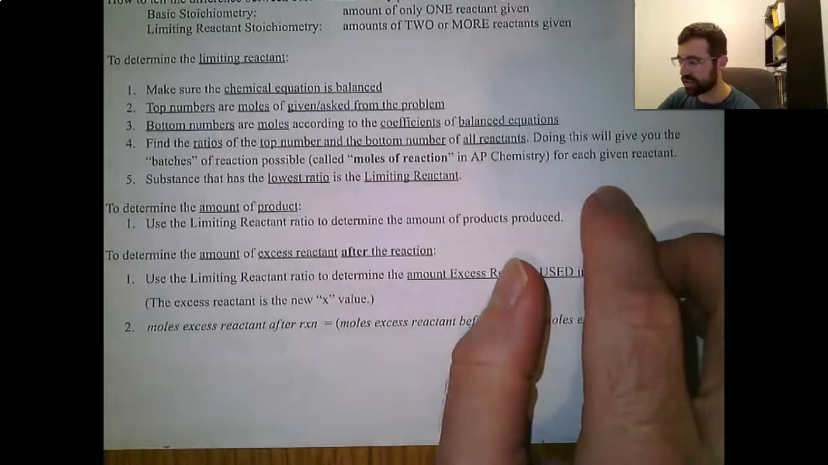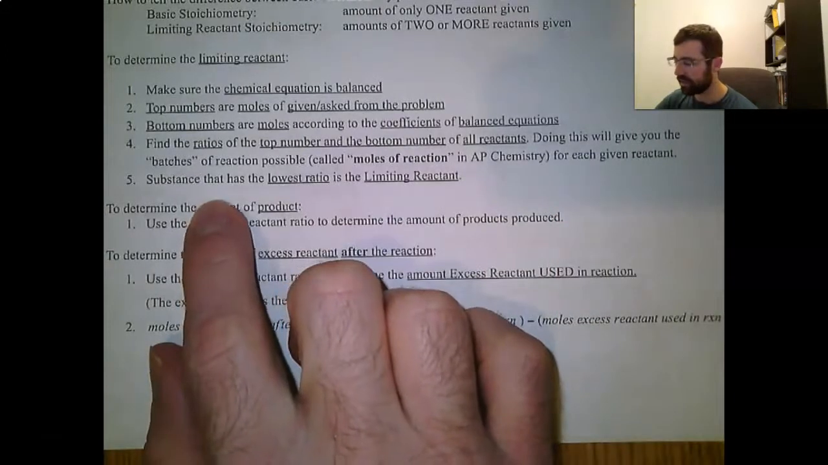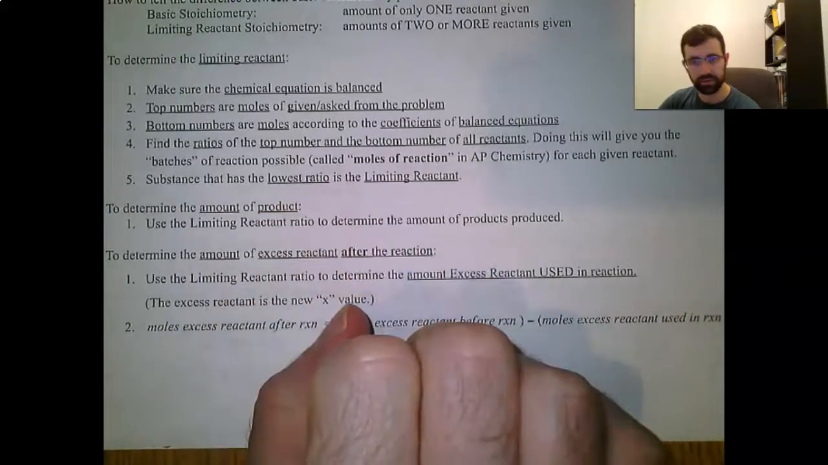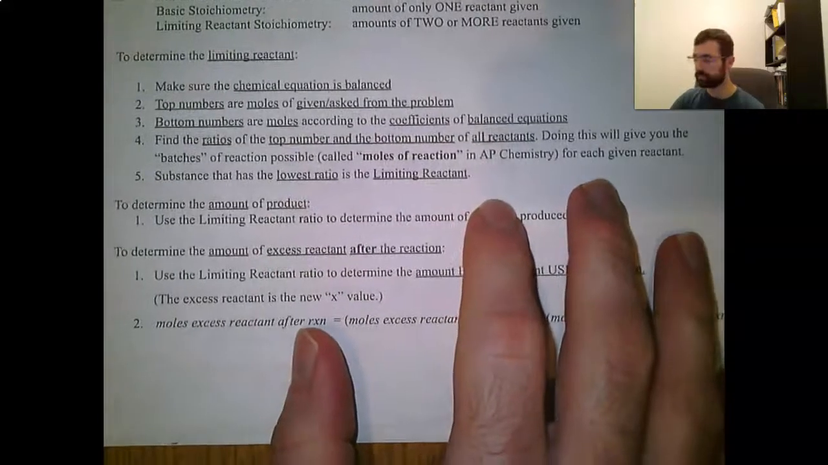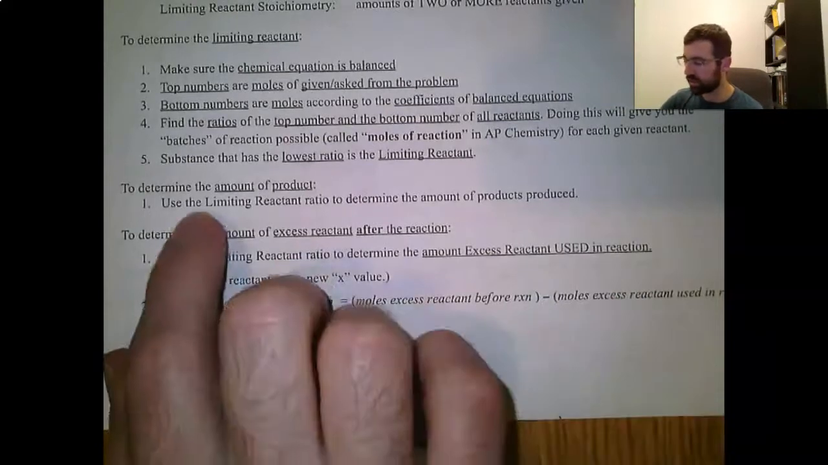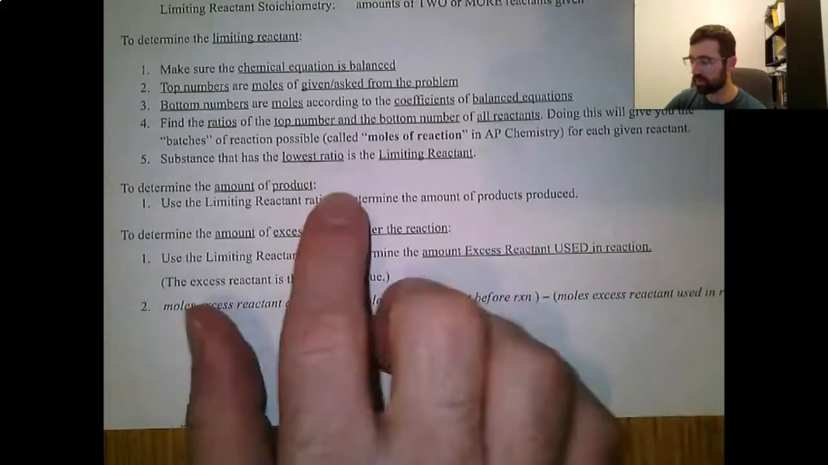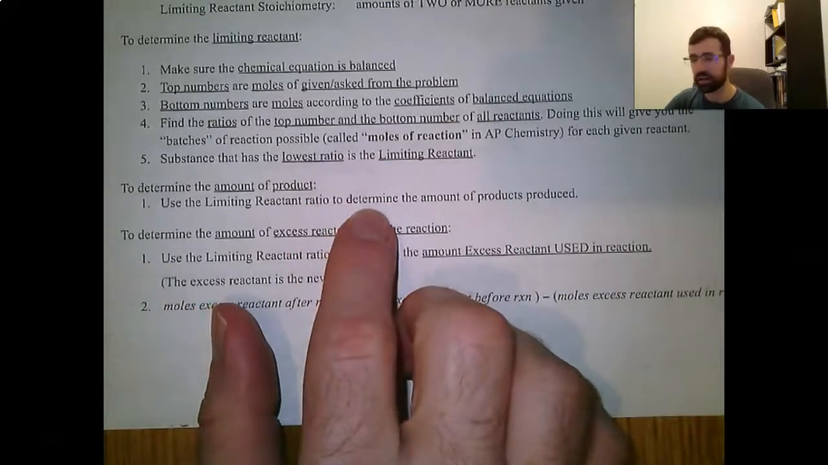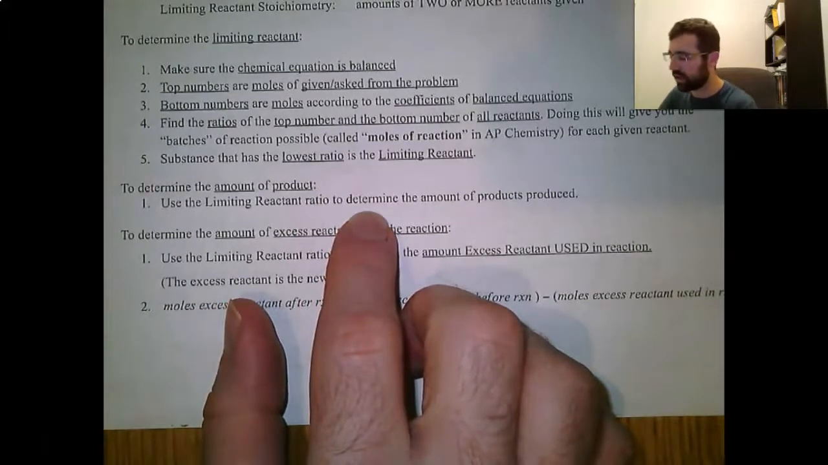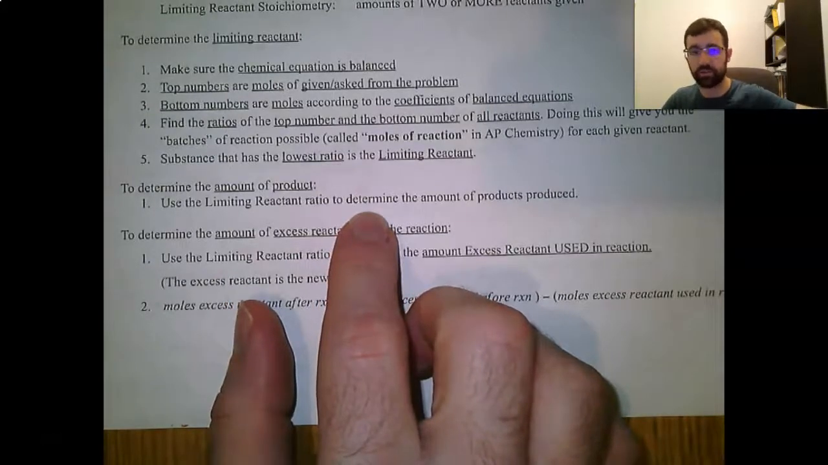And you're going to find that for each given reactant. The reactant that gives you the lowest ratio is the limiting reactant. We're going to do some practice in just a minute, so don't worry. After you've done that, you're going to use the limiting reactant to solve the problem and find how much product is produced. That's how you determine the amount of product. So this part is just like we did in the previous video. The only difference is we use the limiting reactant, and we're going to set the excess reactant aside and ignore it for a little bit.